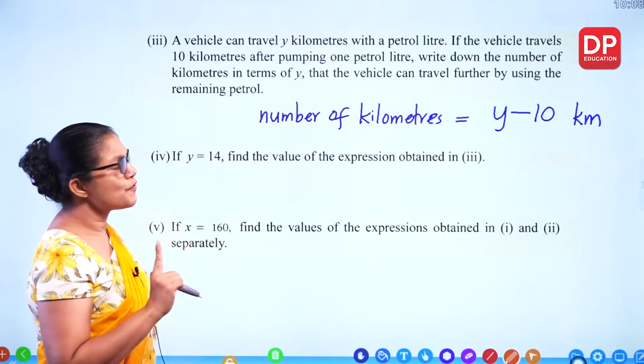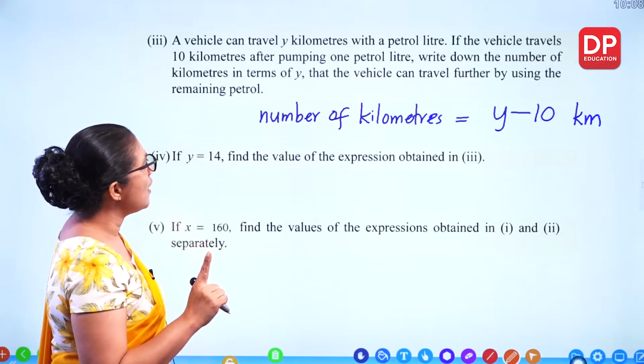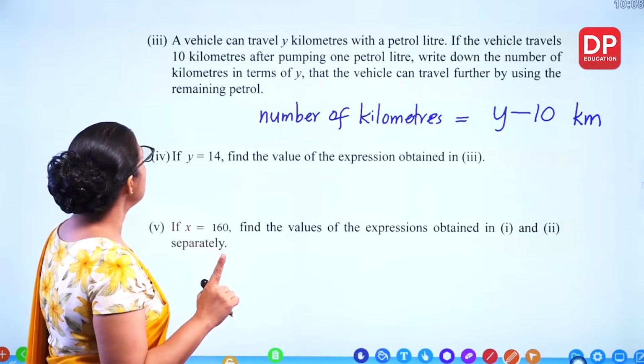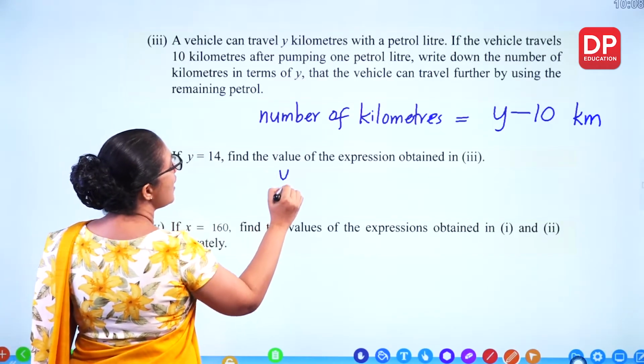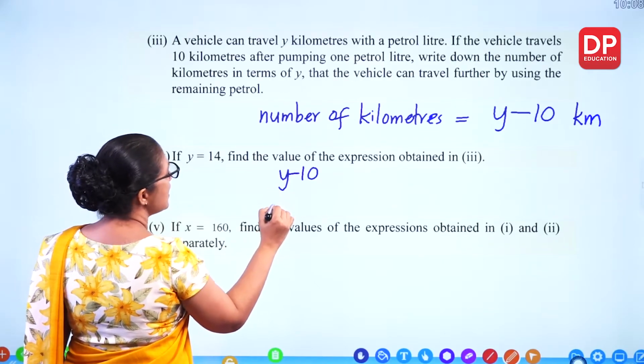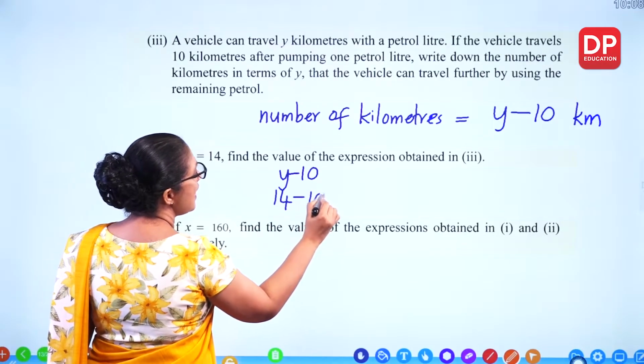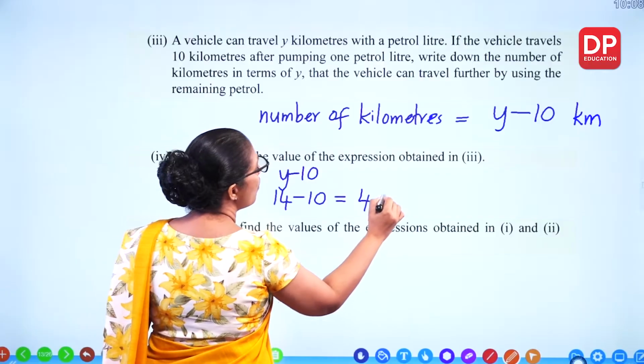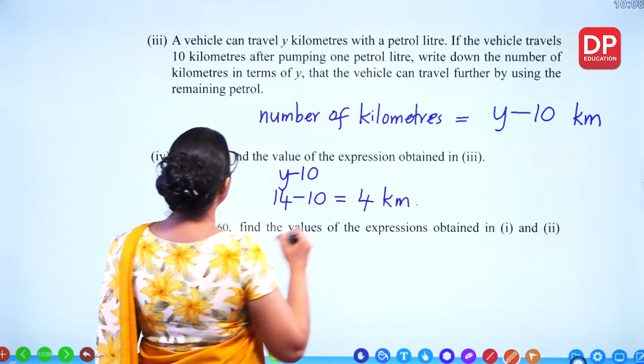If Y equals 14, find the value of the expression obtained in 3. So what's Y minus 10? If Y equals 14, that's 14 minus 10, you get 4 kilometers.